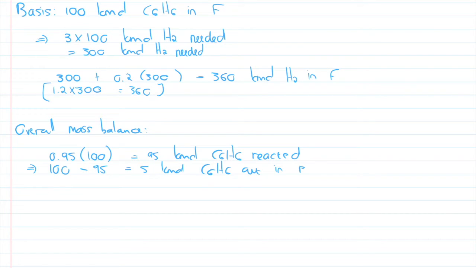Now I also know that if 95 kilomoles C6H6 reacted, stoichiometrically 3 times as much hydrogen is needed to react, because for every 1 mole of C6H6 reacting, 3 moles H2 will react. So we end up with 285 kilomoles H2 reacted. And this is then the inlet, which was 360, minus what reacted. And we are left with 75 kilomoles H2 out.